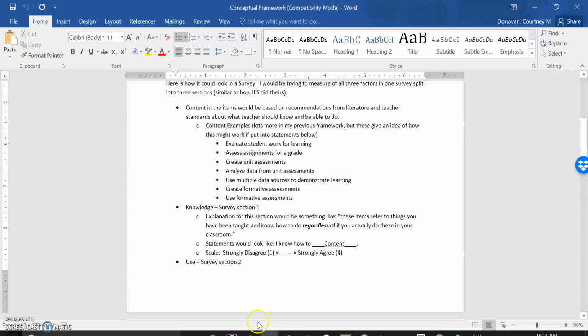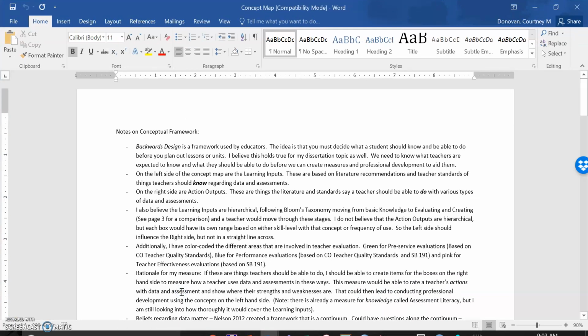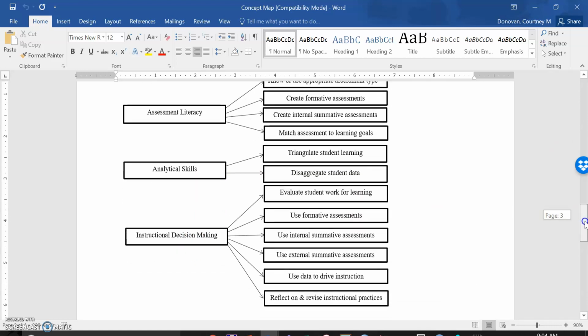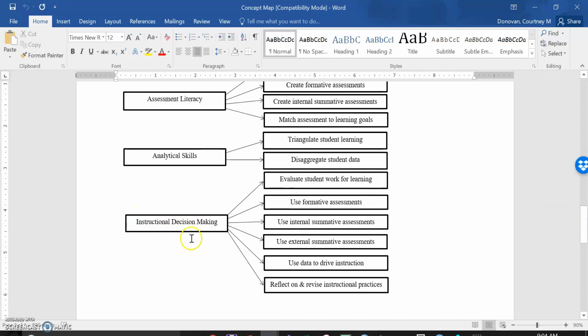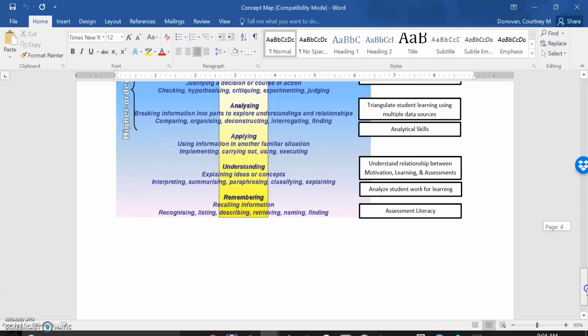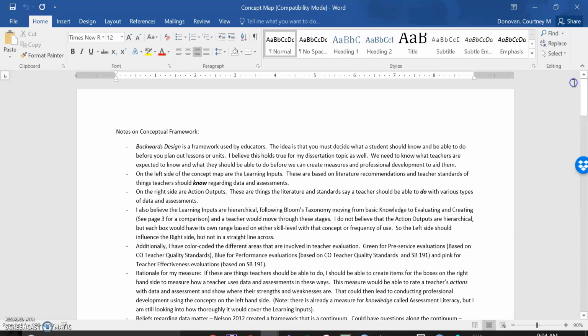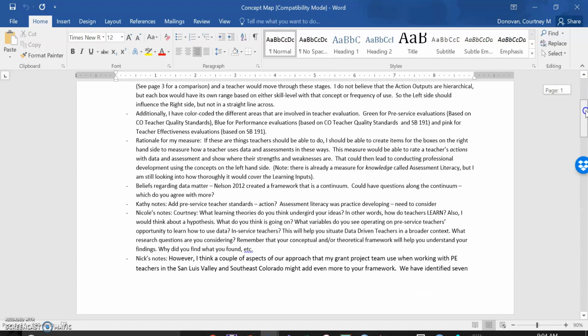And then the more that I read and the more that I considered, I was like, we can't just do that. We got to go deeper. And so then I started working on a deeper idea that there's these three big ideas. There's the assessment literacy: what do you know? How do you create things? Your analytical skills: how are you triangulating student learning? Are you disaggregating data? How are you actually analyzing things? And then the instructional decision-making aspect, because that's the whole point of an assessment, to direct your instruction. How are you using things to make decisions? And then I even mapped that onto other ideas, like Bloom's taxonomy: these are lower level skills that build up to actually being able to reflect and revise. And then I've got all of my rationale, my defense for these, why I believe it works like this, some citations, and then notes from other people.